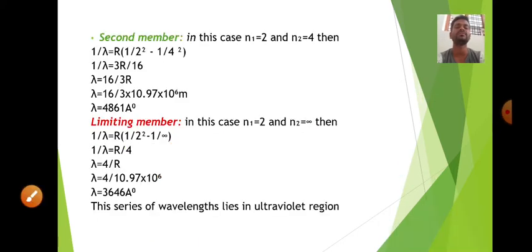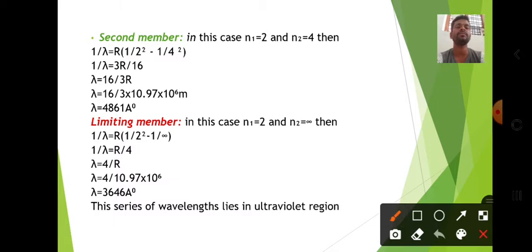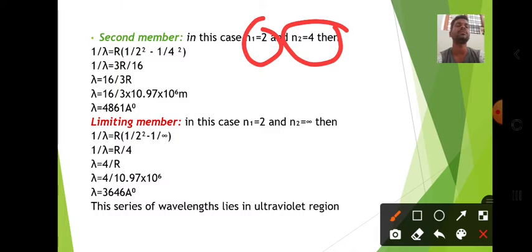What is the second member? In the second member, n1 is always 2 only, but the n2 value changes. In the first member, the n2 value substituted is 3. In the second member, the n2 value is 4, in the Balmer series. Substitute these values here, and then you get the lambda value. Its value is 4861 angstrom.